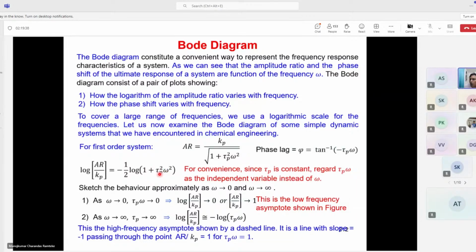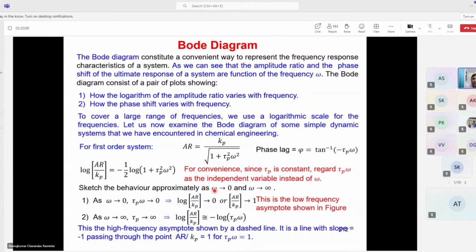Now, in this case, the tau p is constant and the only thing which is varying is omega, but for convenience, we are taking tau p and omega as one variable. So we are looking at how tau p omega is varying from 0 to infinity. Okay, because tau p is anyway constant. So when omega is 0, tau p omega is actually 0. And when omega is infinity, tau p omega is also infinity. So let's find out what values we are going to get for log AR by Kp when omega tends to 0 and omega tends to infinity.